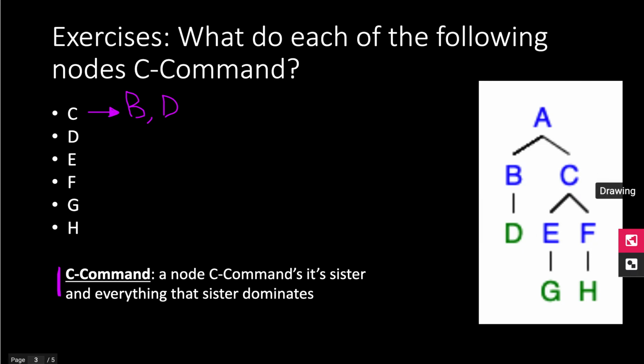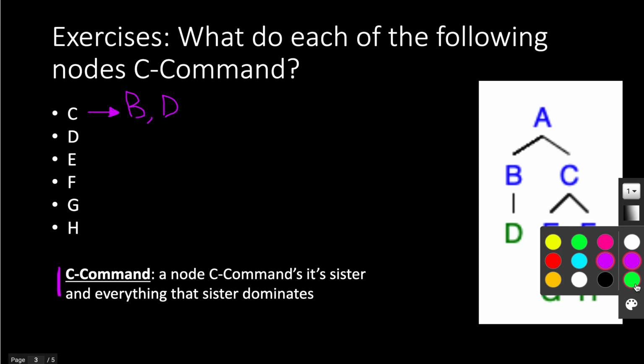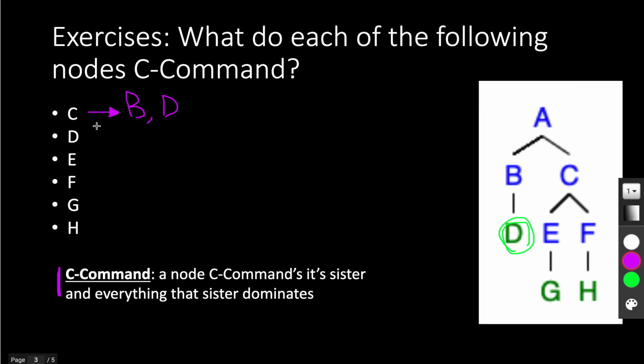Okay. For the next one, we want to know what D C commands. And the answer to that, again, we look right away. What are its sisters? It doesn't have any. So D C commands nothing. So let's just draw a big X here, right? Not that D C commands X. X isn't a node in our tree, but there's nothing that D C commands. You might be tempted to say E or F because they're on the same level of structure, but we really need first to have this sisterhood relationship in order to get C command.